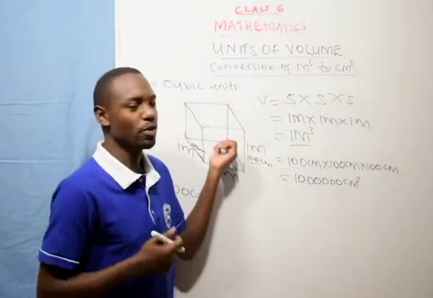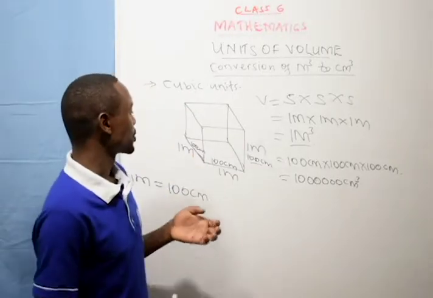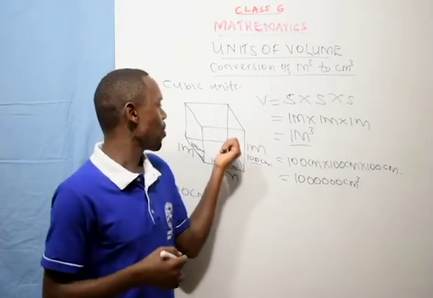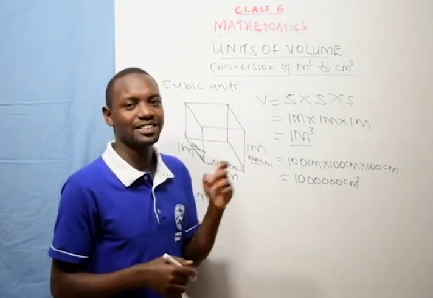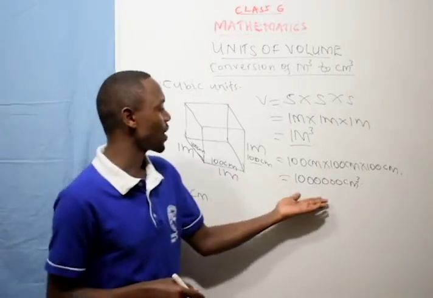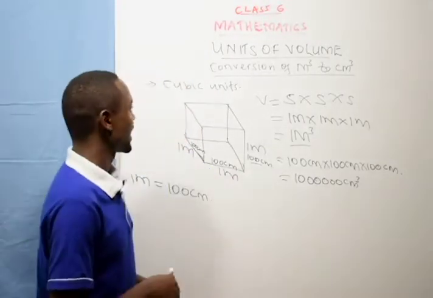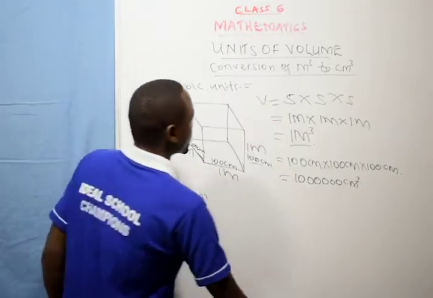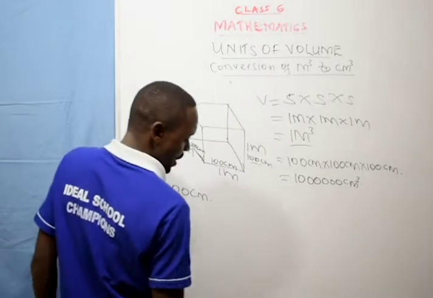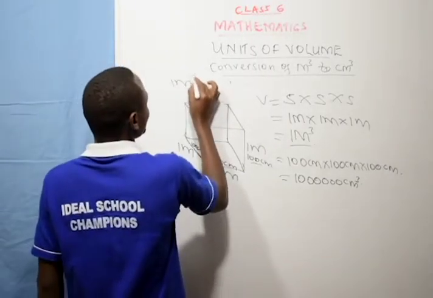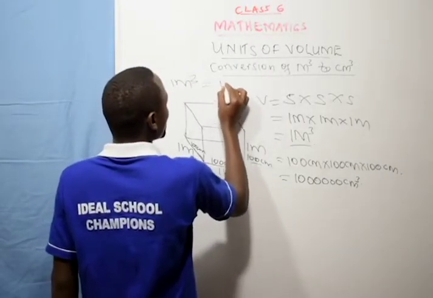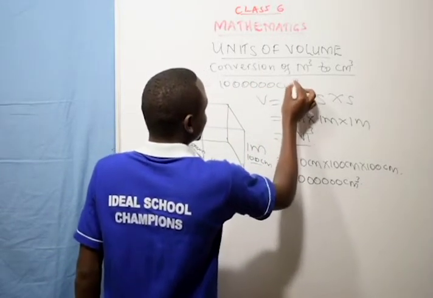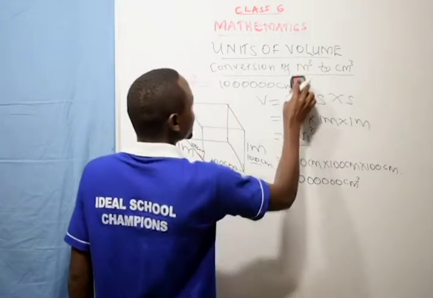It is the same cube, but different units. So what does this mean? The volume of a cube which is 1 cubic meter is the same as the volume of a cube which measures 1 million cubic centimeters. And that is now the relationship between cubic meters and cubic centimeters. We say that 1 cubic meter is equivalent to 1 million cubic centimeters. And we've seen that from a practical activity.